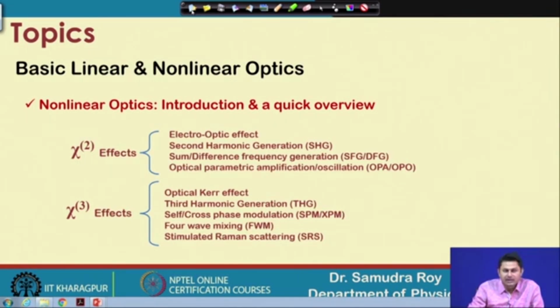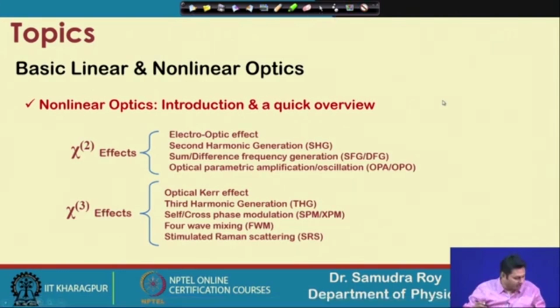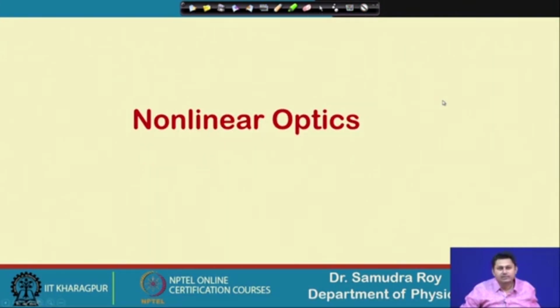Now, chi3 effects are also there. In chi3 effects, we have a few terms like the optical Kerr effect, third harmonic generation which is very important, self and cross phase modulation or in short SPM and XPM, then four-wave mixing, and finally stimulated Raman scattering. Stimulated Raman scattering is also some sort of chi3 effect that we are going to discuss. Now let us go to the next slide and find out what is there in chi2 effects.